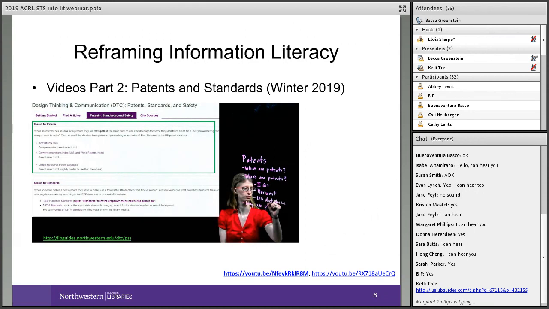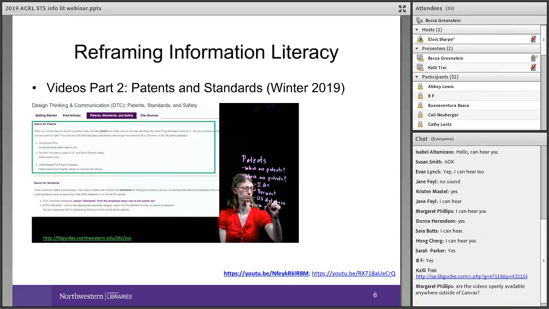Videos part two is a bit more specific. As I was developing the guide, I realized that patents and standards were two of the tabs on the old guide, and these types of information can be a bit confusing to first year students. They're very useful for their projects, right? Because they're trying to design a new product, and they want to know, has someone else created something like this? What are the standards in place to make sure it's safe for people to use? But it might be hard for first years to understand this type of thing.